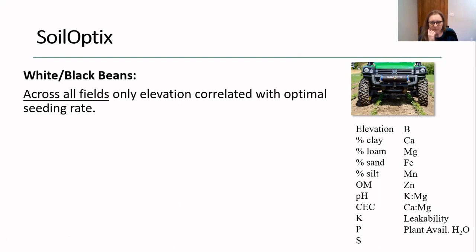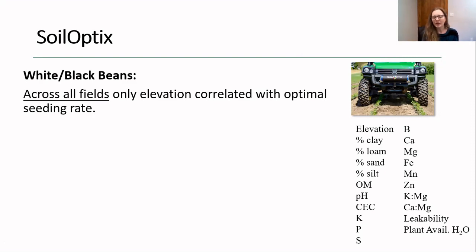But so we tried to see which of these field or soil parameters correlates with the optimal seeding rate on the fields. And in white and black bean fields, the only thing that really correlated was elevation. And this is similar to what some other soybean variable rate seeding projects have found. I don't really know what to say about it. It's kind of silly, like as you increase 1 foot in elevation, you can add 150 more seeds per acre. I don't know how helpful that is.